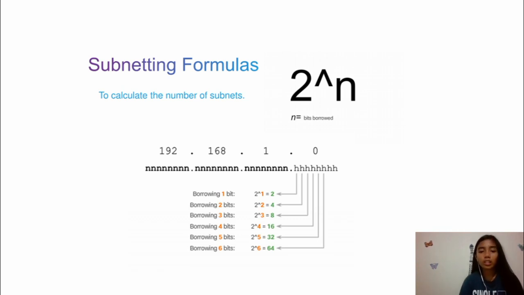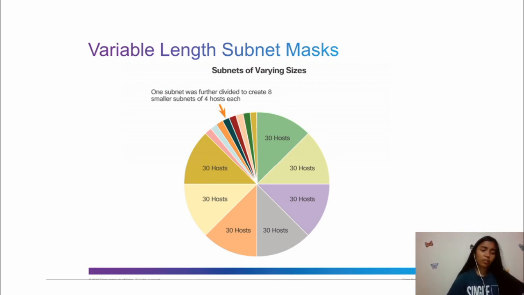So this is the number of bits: 1, 2, 3, 4, 5, 6. And for borrowing 7, we have 128. Here the values are 2, 4, 8, 16, 32, 64, and 128. For the next one, we have the length of the subnet mask.